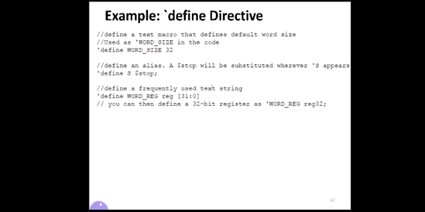Define a frequently used text string. For example, `define WORD_REG reg [31:0]. Similarly, if you want to use reg [31:0] many times, instead of declaring it again and again, just use a `define WORD_REG. That will be replaced n number of times in your program. You can then define a 32-bit register as WORD_REG reg32.